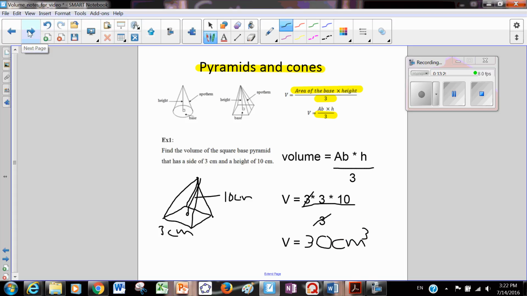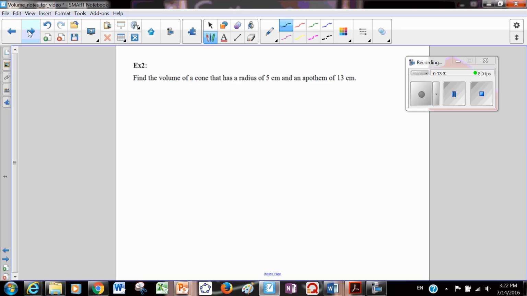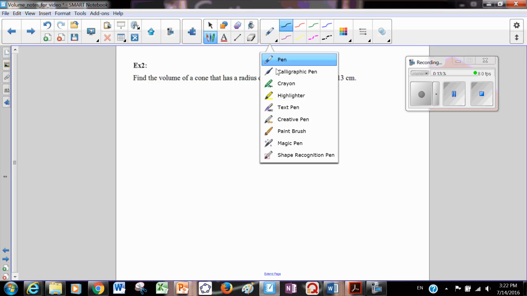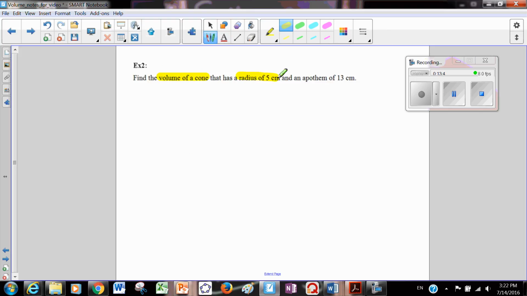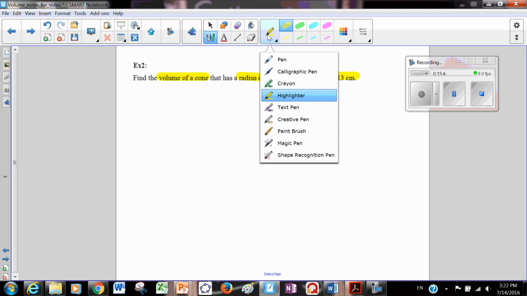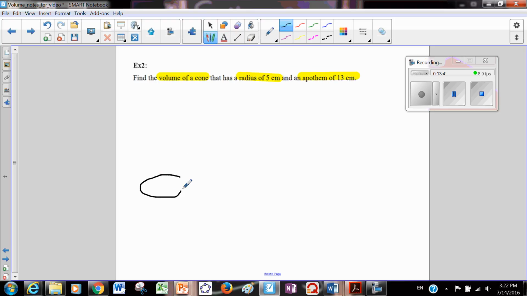Okay, so that's for a basic volume. Now, if you have a cone, okay, well, let's draw the cone. Find the volume of a cone. Okay, so volume of a cone, you have a radius of 5 and apothem of 13. So let's draw your cone. That's your height. So here you have your height, and this is your apothem, and this is your radius. Okay, so we know the radius is equal to 5 centimeters, and we know the apothem is 13 centimeters. And we're looking for the volume.